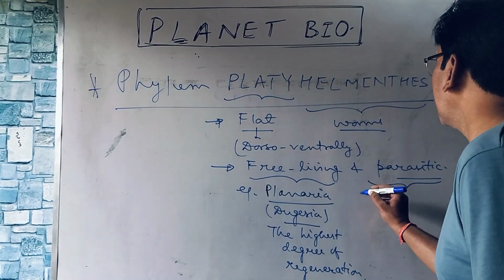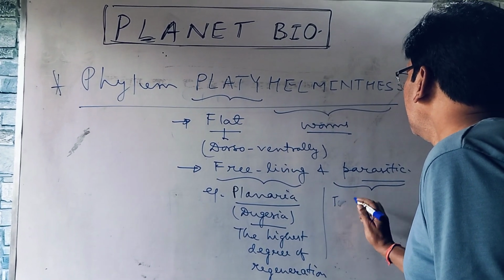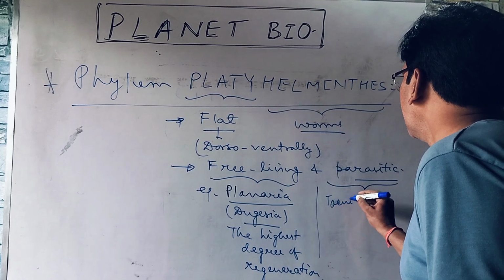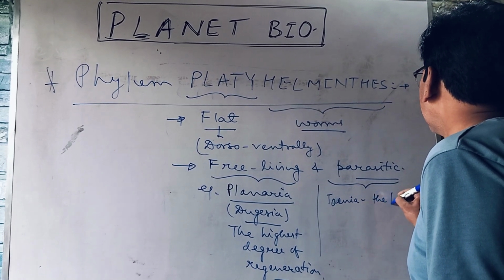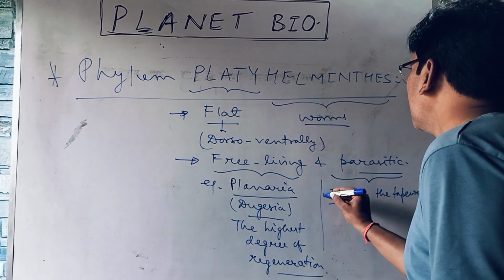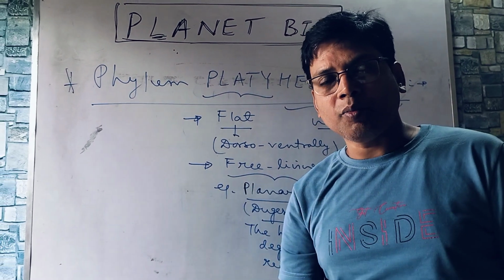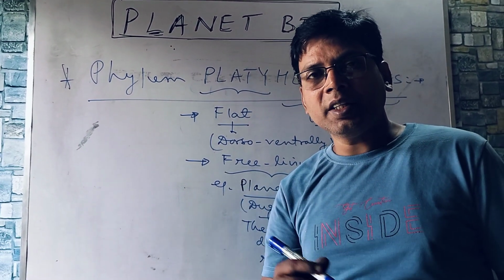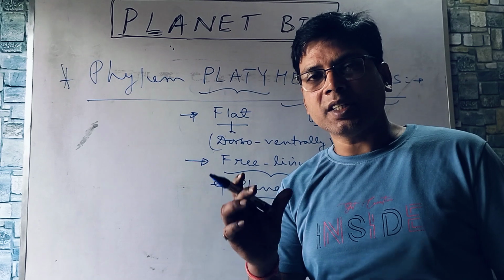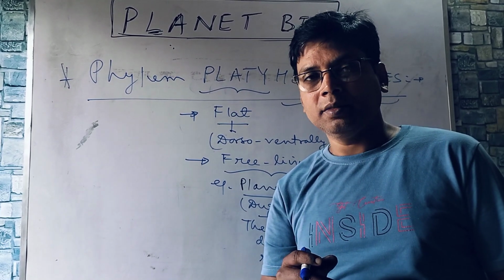So you can write the example here, Taenia, the tapeworm. Taenia solium, that is the pork tapeworm. It is a digenetic endoparasite. That means it completes its life cycle in two hosts, human and pig.